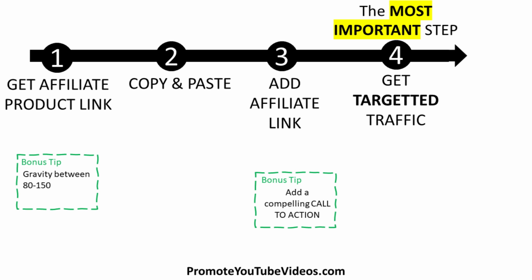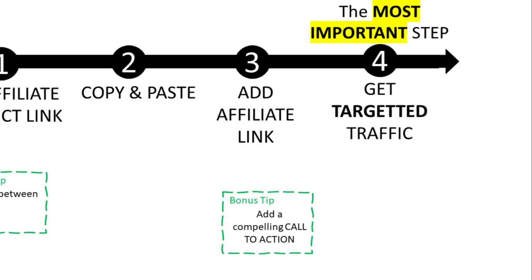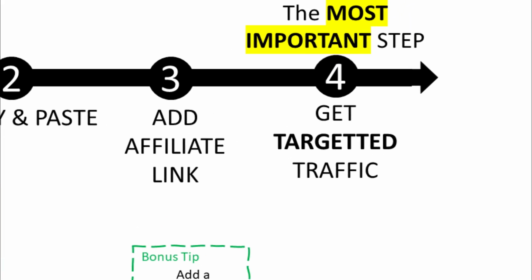Now we come to the most important step, getting traffic to your affiliate link. Most people that do ClickBank affiliate marketing with free traffic don't get sales. So they make $0. This is what you need to do to get people to buy from your affiliate link so that you can actually start making money.